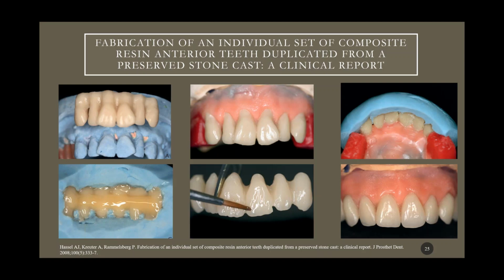So depending on the size and the shape of these teeth, he made a preliminary arrangement of the teeth and made another index. And in that index, he used the composite resin, and he also filled it with dentin composite and also contoured it with enamel composite. Then he did wax up of this, and this was the final result. So based on the preserved stone cast, he had selected the size and shape of the tooth.